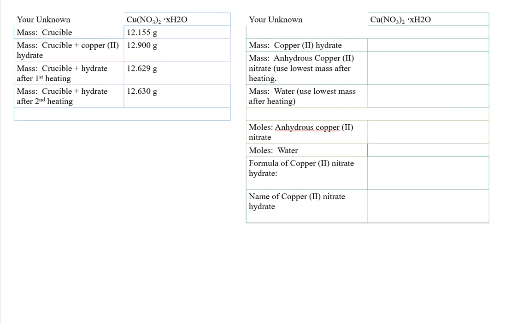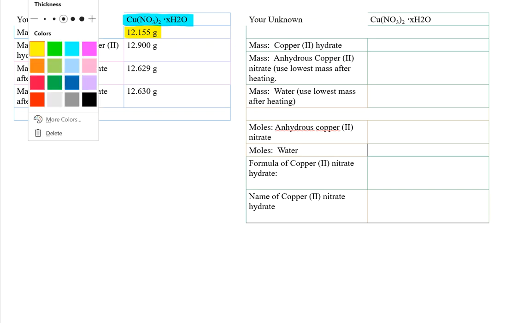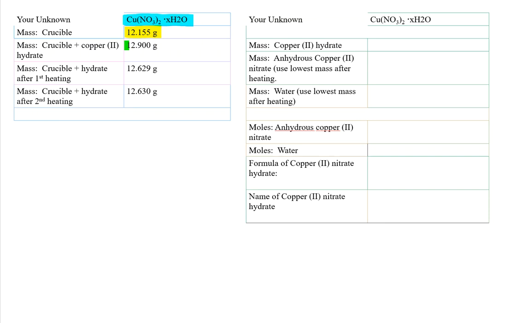So if we look and see what we're doing, we are trying to determine the number of waters associated with this copper 2 nitrate salt. So we weigh the crucible, and we know that the crucible weighs 12.155 grams. Then we weigh into it some of the copper 2 hydrate, so that has the waters associated with it. So that's our next thing. We have 12.9 grams. That's the crucible and the mass of the copper 2 hydrate.